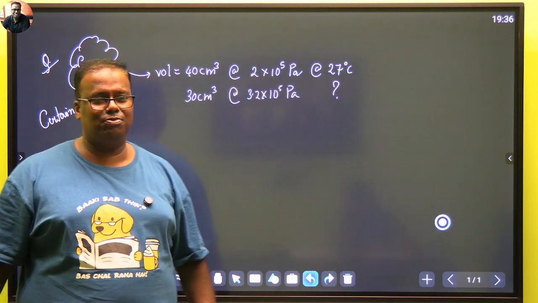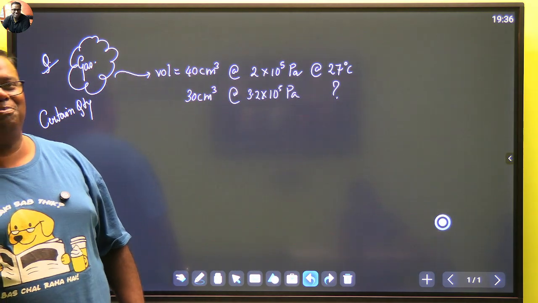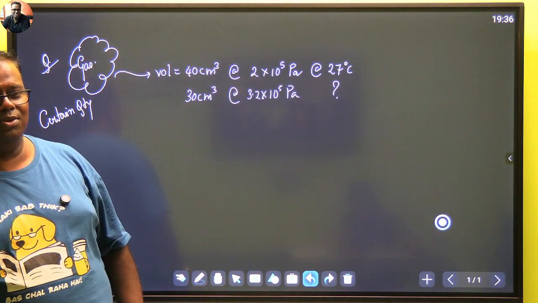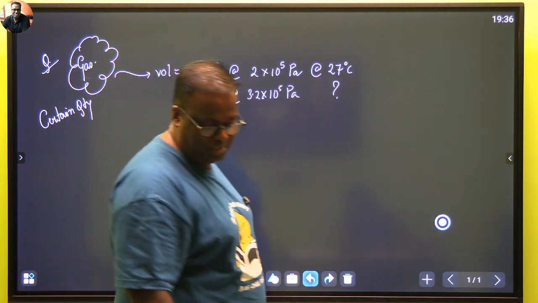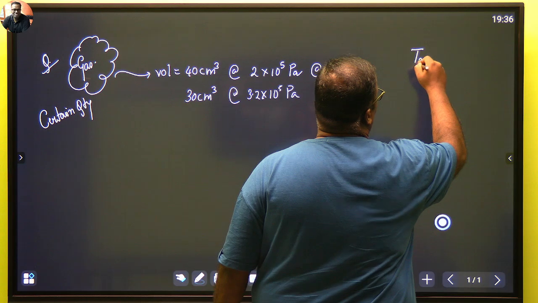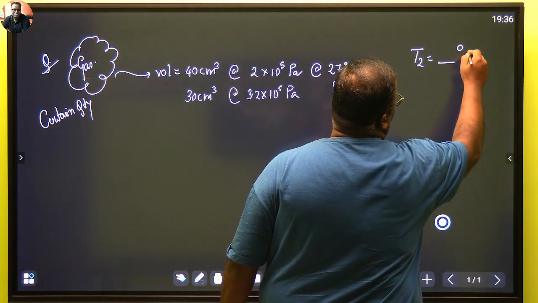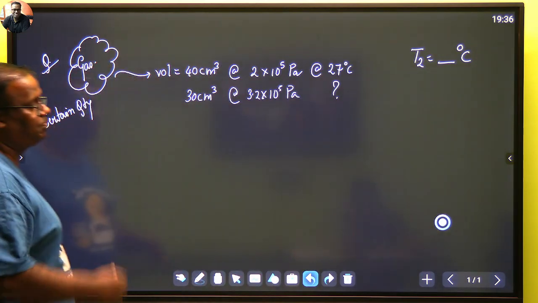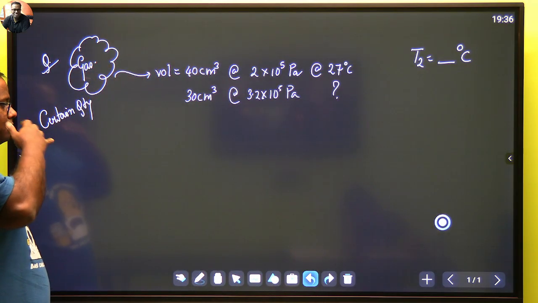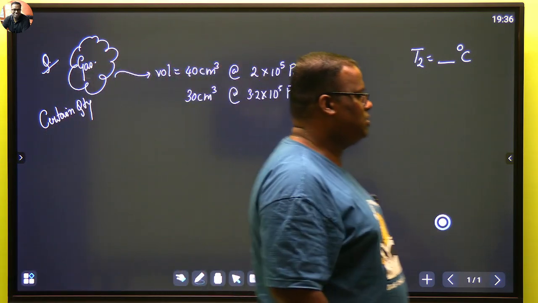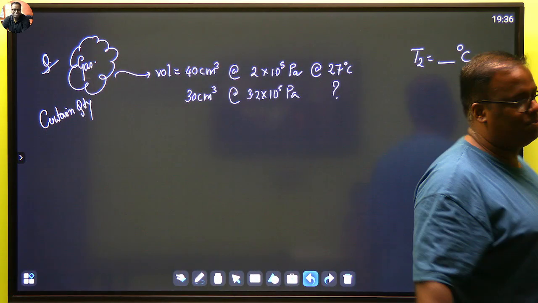This will be a test for Asmita. Now she has to report the temperature. And finally report the temperature in Celsius. Okay, I want the temperature in Celsius. Final answer: I want T2 to be reported in degrees Celsius. If you don't follow steps, you'll fall off the steps.